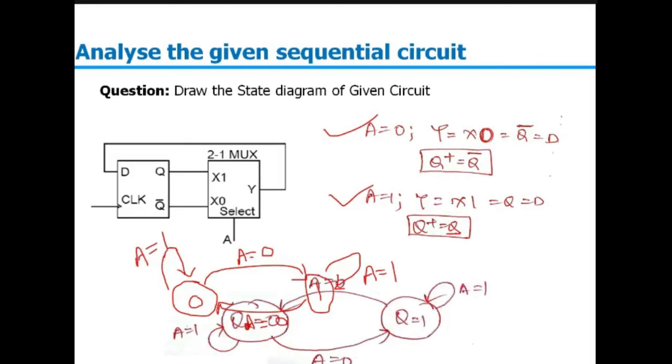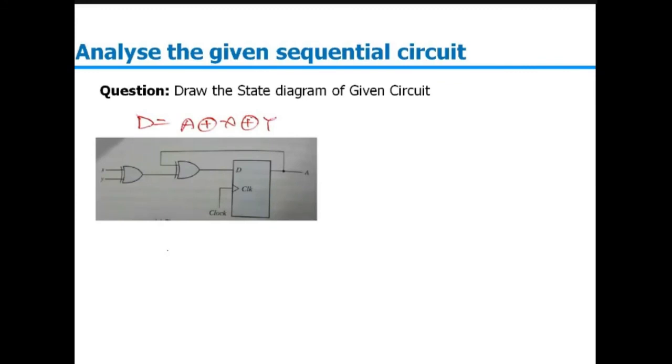Okay, the last question. Draw the state diagram of the given circuit. If you see this circuit, we have two external inputs X and Y, and one internal input D. A is the output of the flip-flop. Since we have only one flip-flop, there will be two states, 0 and 1. There is no output, so we are not bothered about the external output. D will be equal to A XOR X XOR Y. We have 3 inputs, A, X, Y.